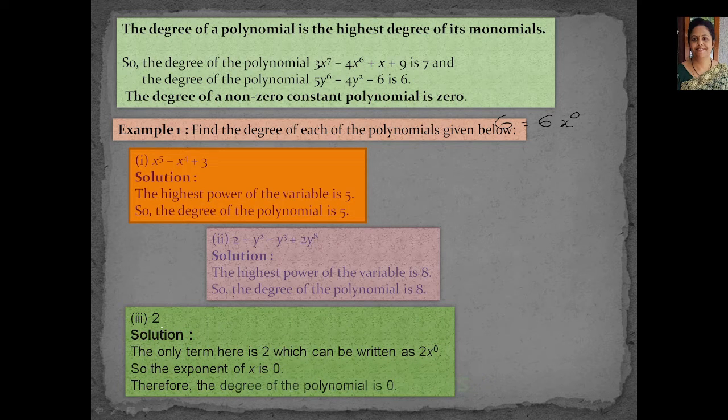Now 2. The only term here is 2, which can be written as 2x raised to 0. So the exponent of x is 0. The power of x is 0. So therefore, the degree of the polynomial is 0.